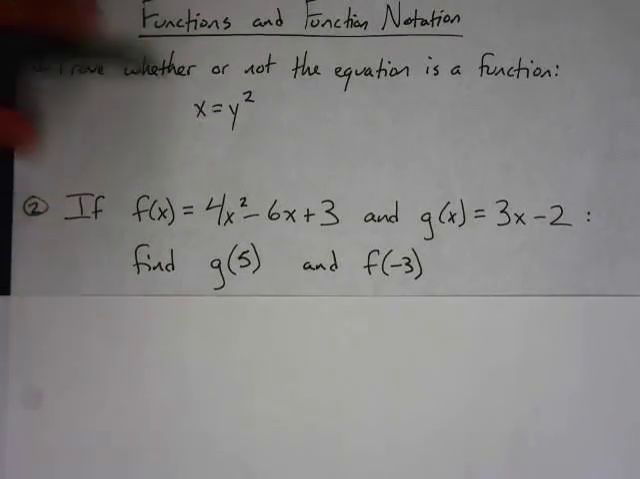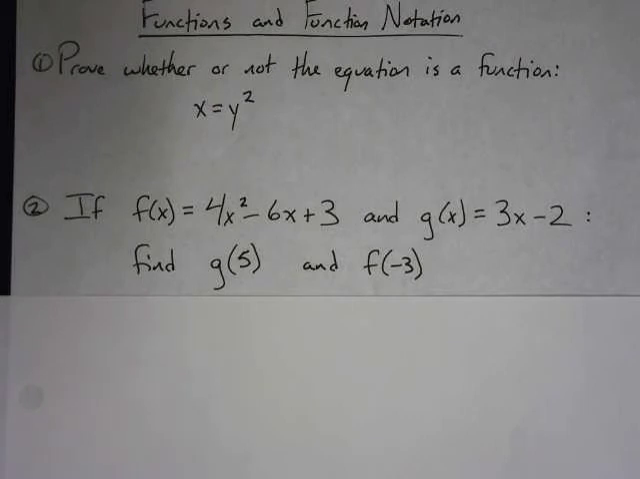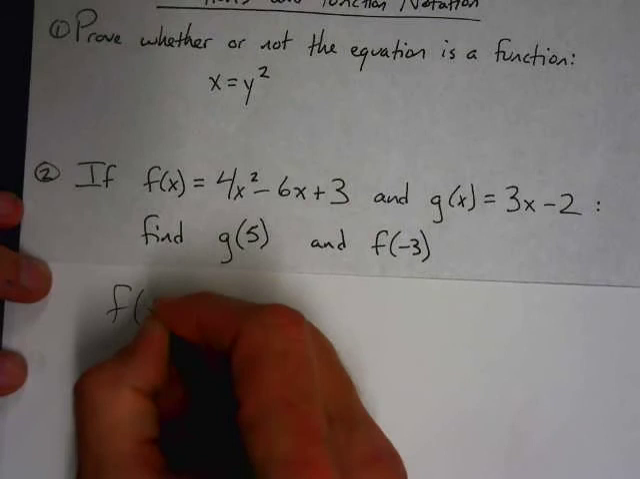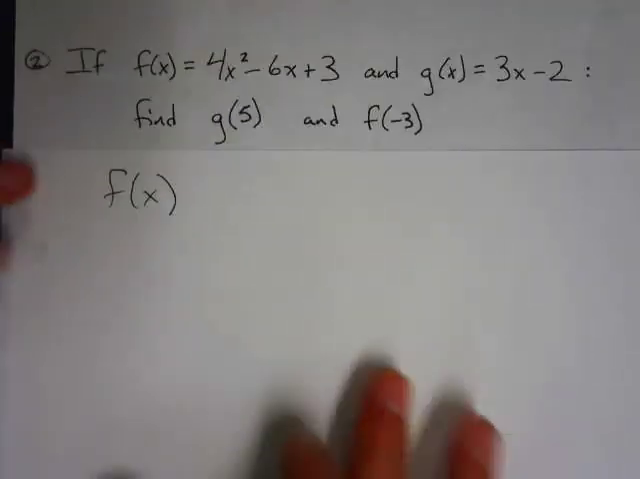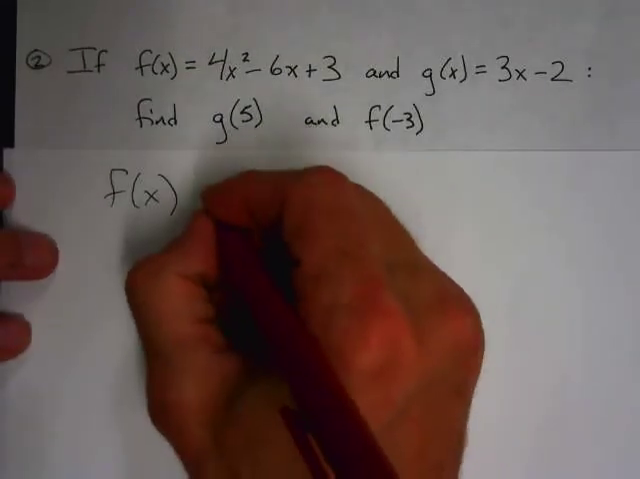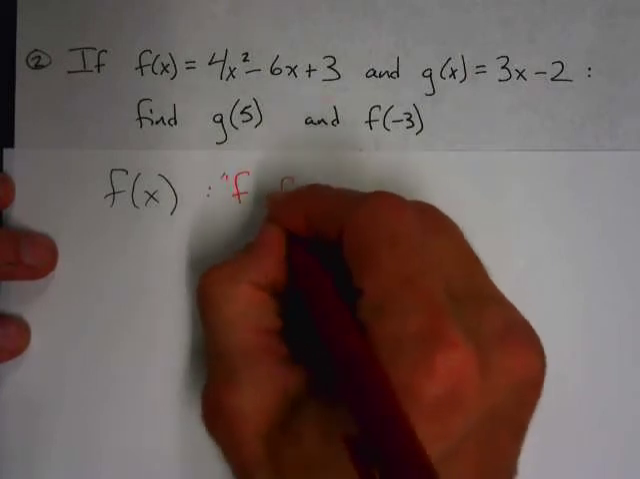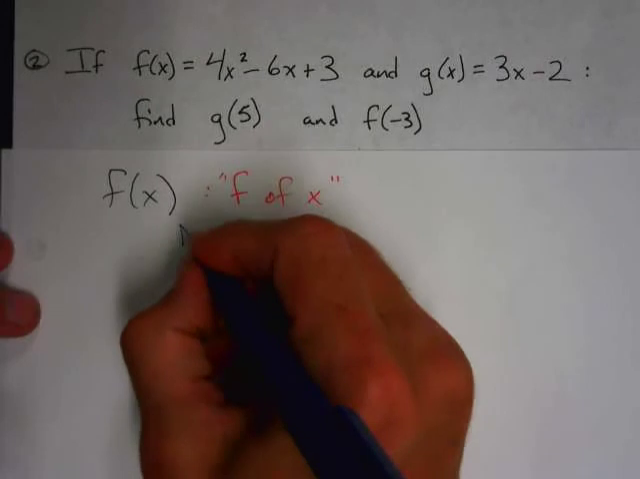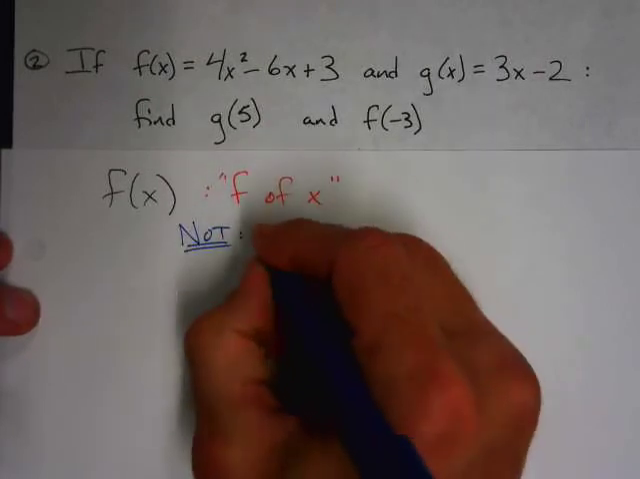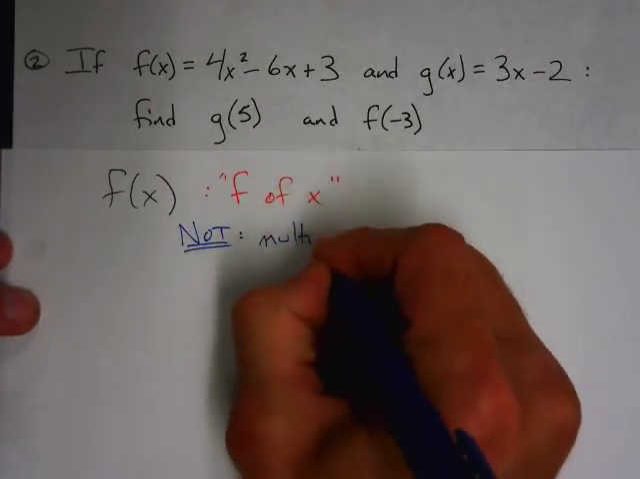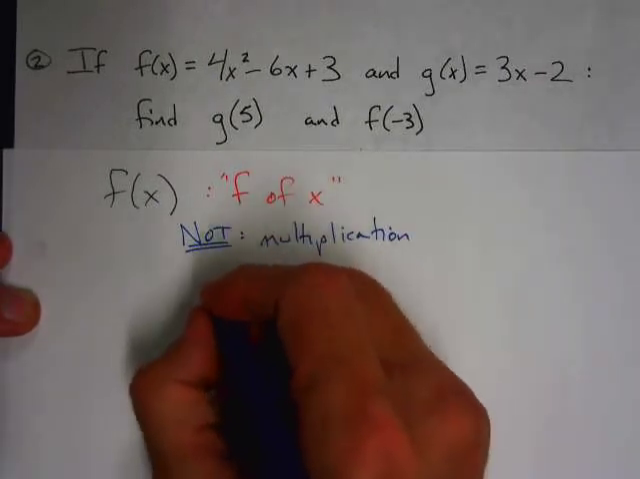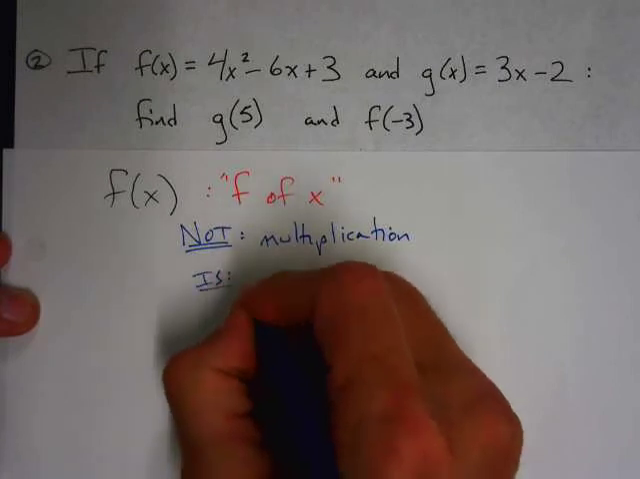If we have f of x equals that and g of x equals this, find g of 5 and f of negative 3. Well, first of all, we got to read this stuff right. If we have f of x, make sure you know how to read that. It's pronounced f of x. And a warning here, this is not multiplication. This is function notation.